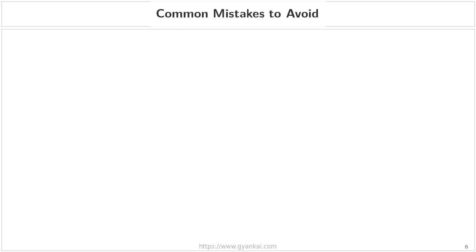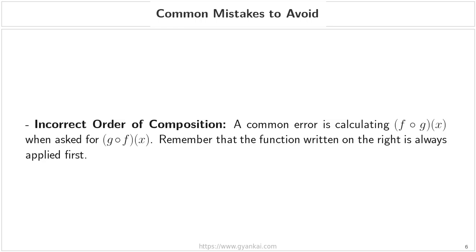Now that we have walked through the step-by-step procedure and seen some worked examples, it is important to discuss some common pitfalls to ensure you avoid these mistakes in your assignments and exams. First, let's talk about the order of composition. A very common error is calculating f composed with g of x when the problem actually asks for g composed with f of x. To avoid this, always refer back to the rule we established. The function written on the right is the inner function, and it is always the one applied first.